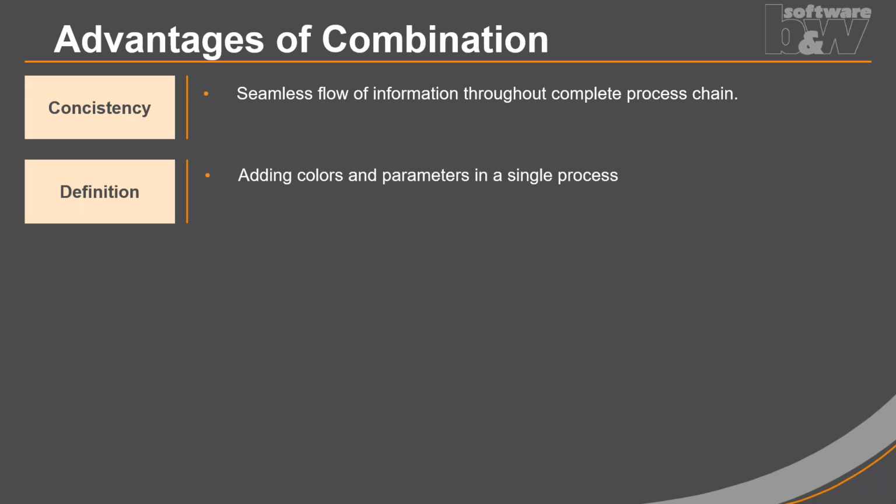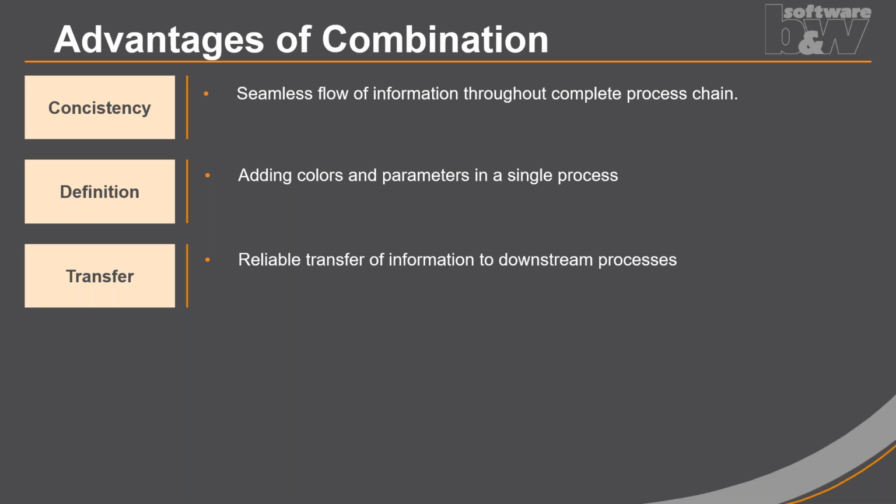Adding colors and parameters in a single process, so you don't have to do it manually. You can use the Smart Update software to add colors and parameters in a single process and automate. The transfer is reliable to downstream information on processes. So that's, I think, another really big advantage if you have this as a combination.